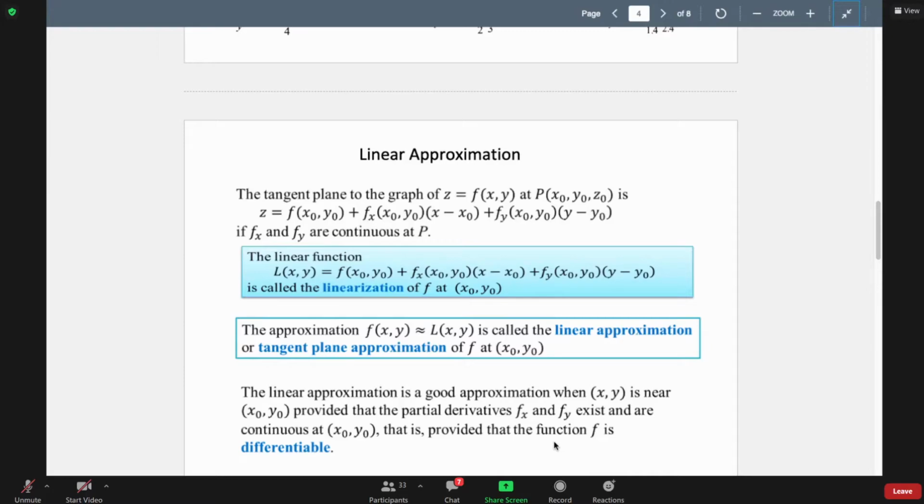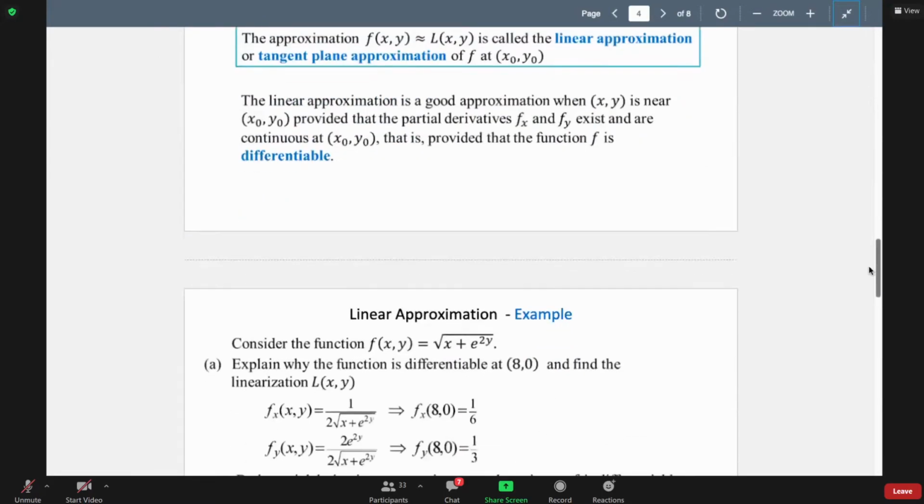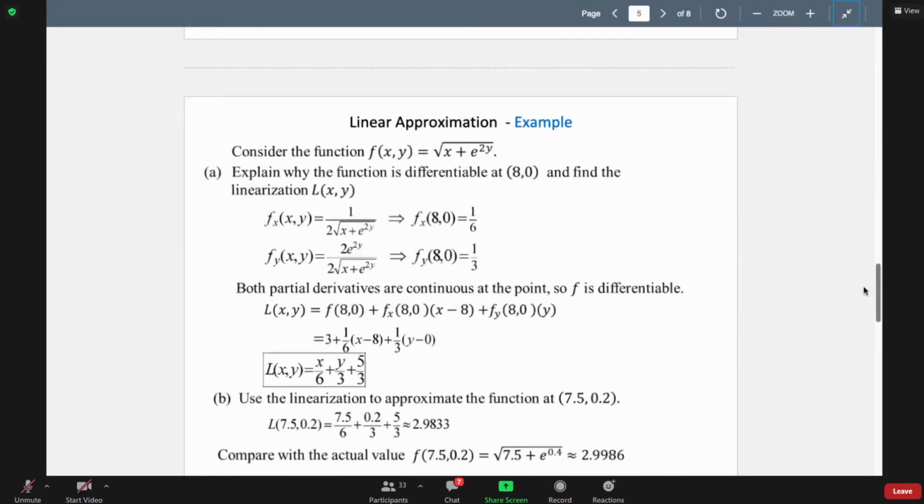So if the function is kind of nice, yeah, differentiable means nice. If the function is smooth enough, L approximates f in the neighborhood of the point (x0, y0). So linear approximation, again three different names for this. Here is the example.